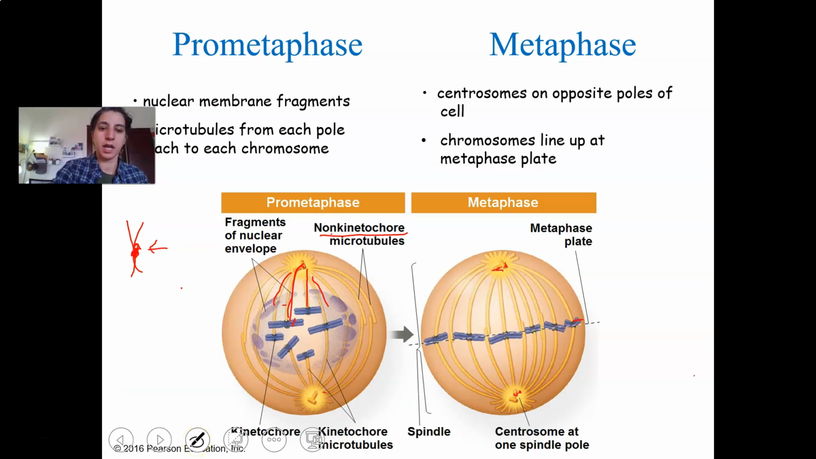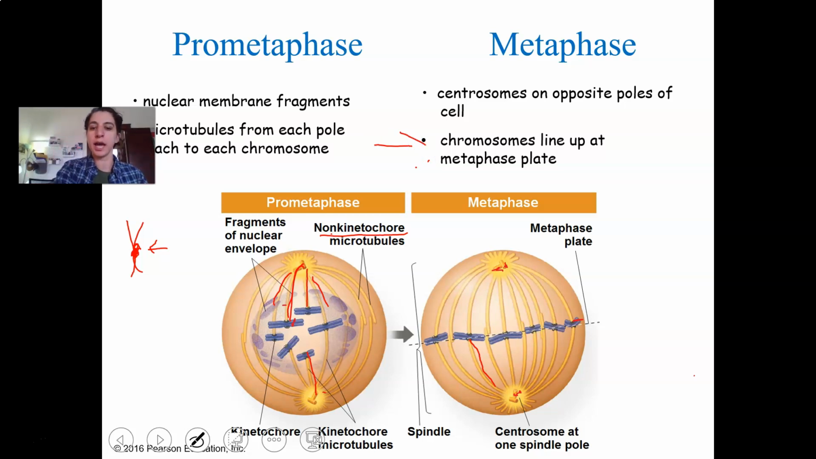Kinetochore microtubule is what attaches to the centromere, and you have one attached on one side and then eventually one attached on the other side. Okay, so in prometaphase, no distinct nucleus, you don't see a nucleolus anymore, and your microtubules start to attach to the centromeres of each chromosome. Okay, then we go into metaphase.